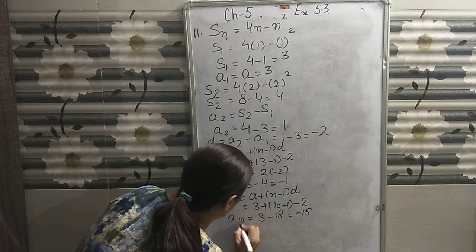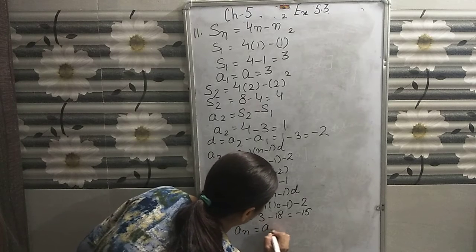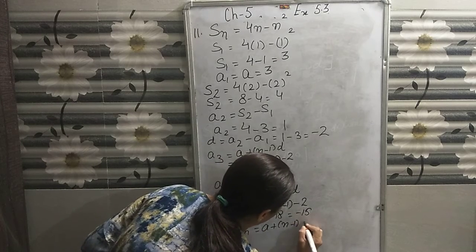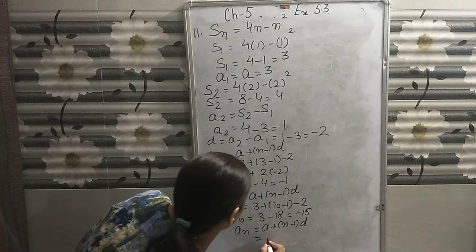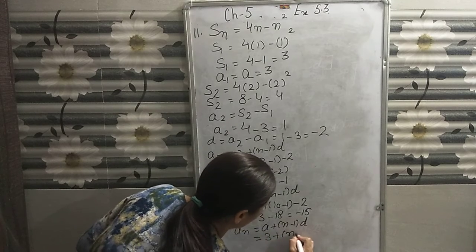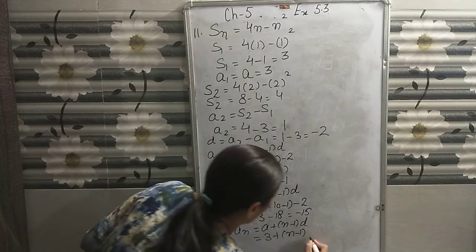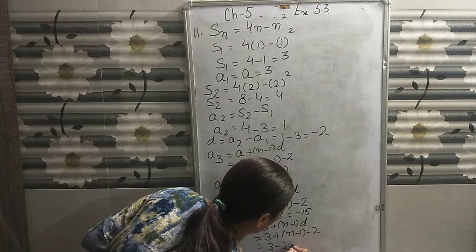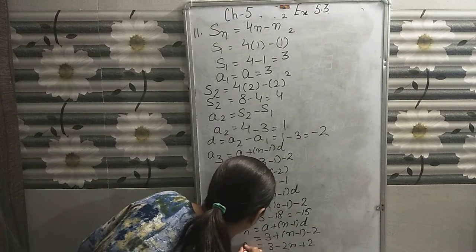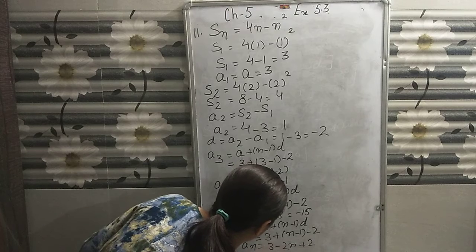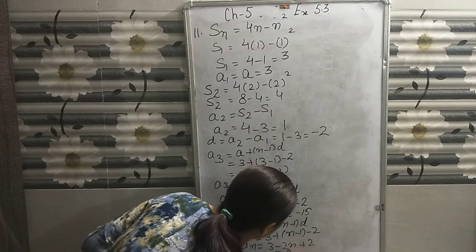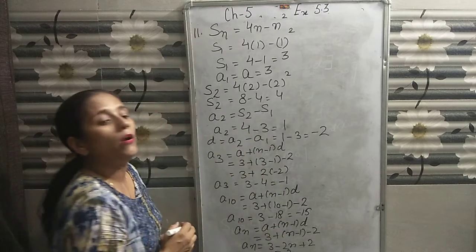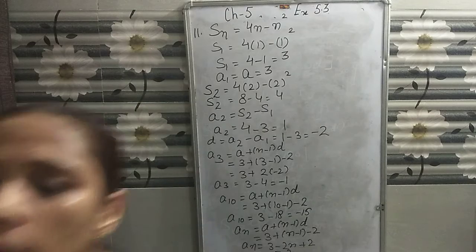Then we have to find the nth term, that is a plus n minus 1 d. Here a is 3 plus n minus 1, d is minus 2. So this is 3 minus 2 into n, minus 2n plus 2. So you have to find the nth term. That is 3 plus 2, 5 minus 2n is your nth term. So this is your answer.